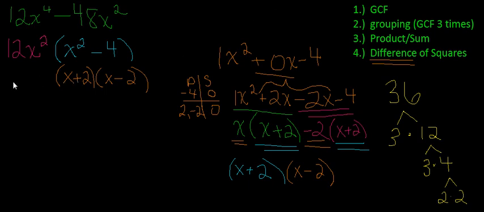Don't forget the 12x squared that's out front. It doesn't just disappear. And you always want to check if you can take anything further. 12x squared is a monomial. We can't take that any further. x plus 2 and x minus 2, there's nothing else that we can do with them. So this is our final answer. 12x squared times the quantity of x plus 2 times the quantity of x minus 2.